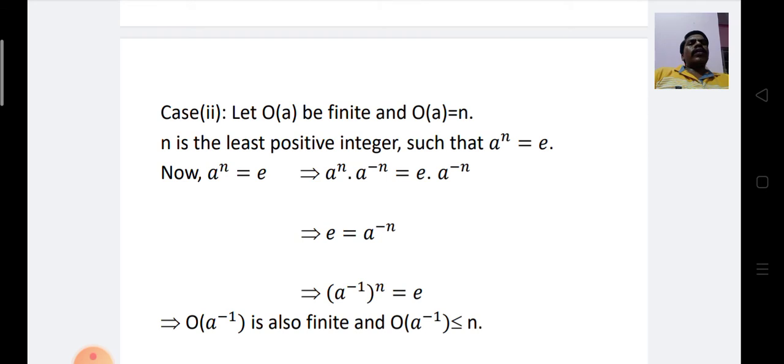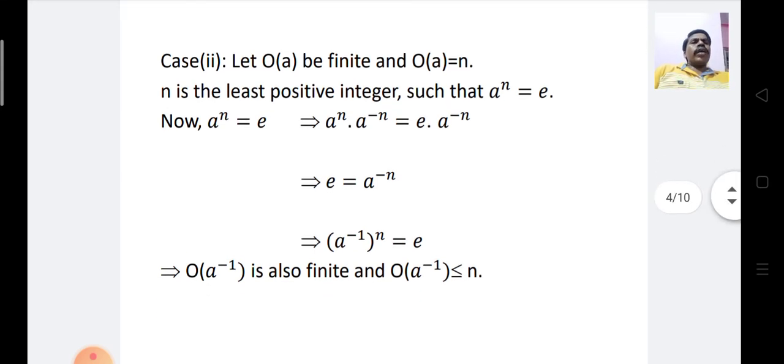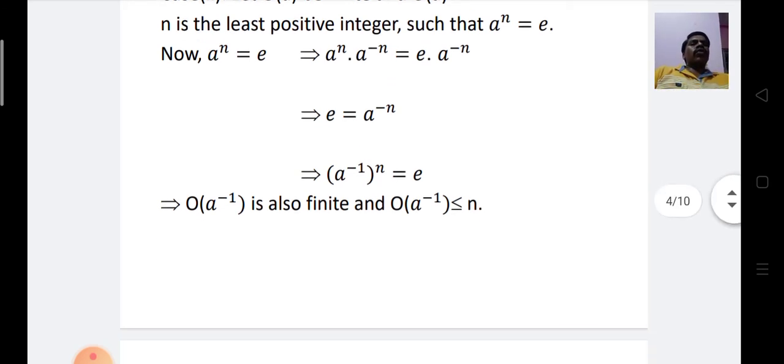Now A power n is equal to E, which implies we write A power n into A power minus n, which is equal to E into A power minus n. That is, here we multiply A power minus n on both sides, then we get E is equal to A power minus n, which implies A power minus n to the power n is equal to E, which implies order of A inverse is also finite and order of A inverse is less than or equal to n.